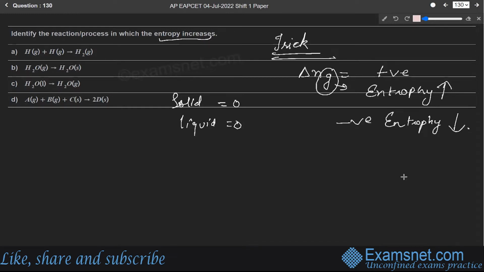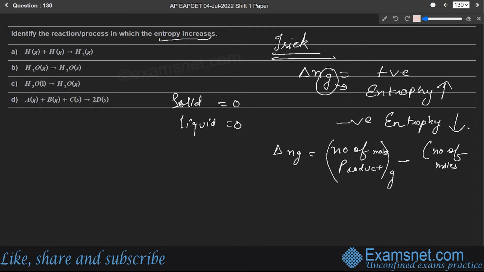Let's calculate. See option A. You talk about gaseous moles. How do you calculate delta Ng? You have a direct formula: number of moles of product minus number of moles of reactant. Number of moles of product, I'm marking this again, gaseous state, minus number of moles of reactants.